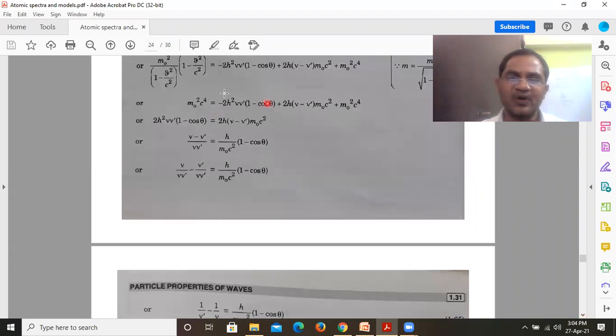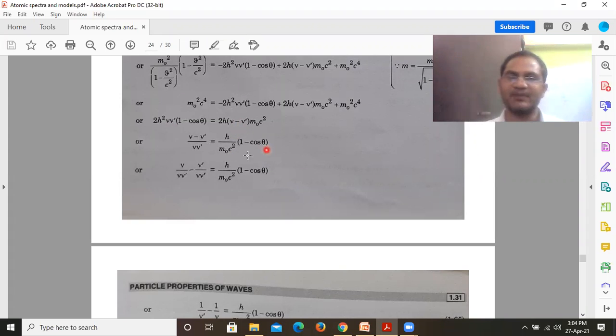Then this term brought to the left side, so minus changes into plus: 2h²νν′(1 − cosθ) equal, on the right hand side the term left, 2h(ν − ν′)m₀c². Okay, both sides what cancel? 2h cancel. Then ν − ν′, this νν′ brought to the right side: (ν − ν′)/νν′ is equal to, one h cancels, h/(m₀c²)(1 − cosθ).